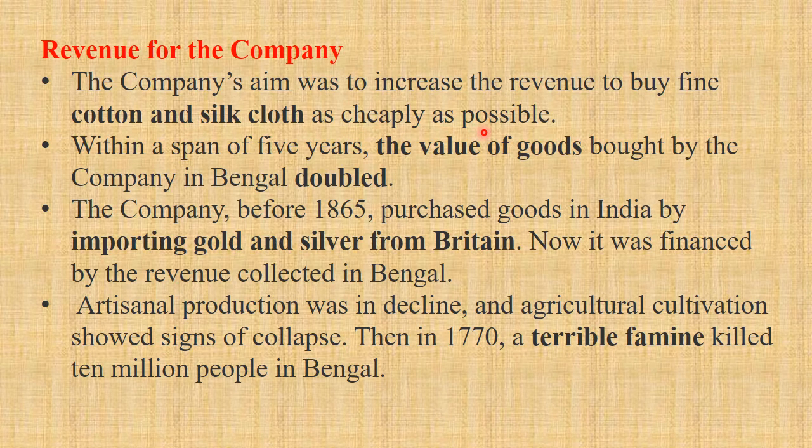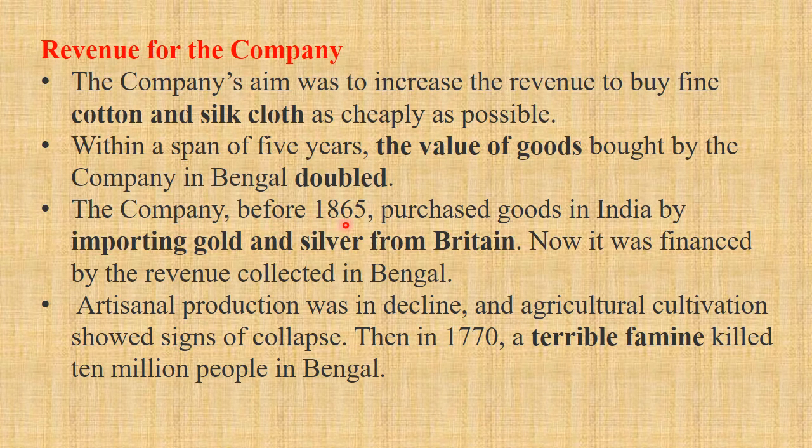So the first aim was to increase the revenue. For what did they have to increase it? To buy fine cotton and silk cloth. What type of cloth? Fine cotton and silk cloth as cheaply as possible. They had to get those at low rates. Then, the second point: within a span of 5 years, the value of goods bought by the company in Bengal doubled. The value of goods they bought became doubled.